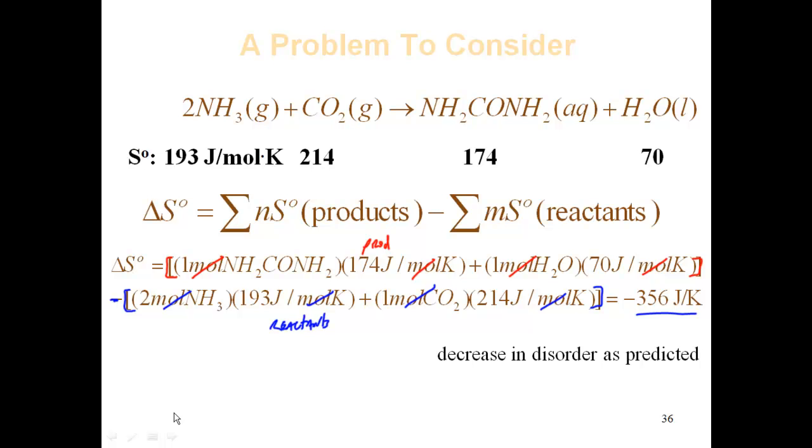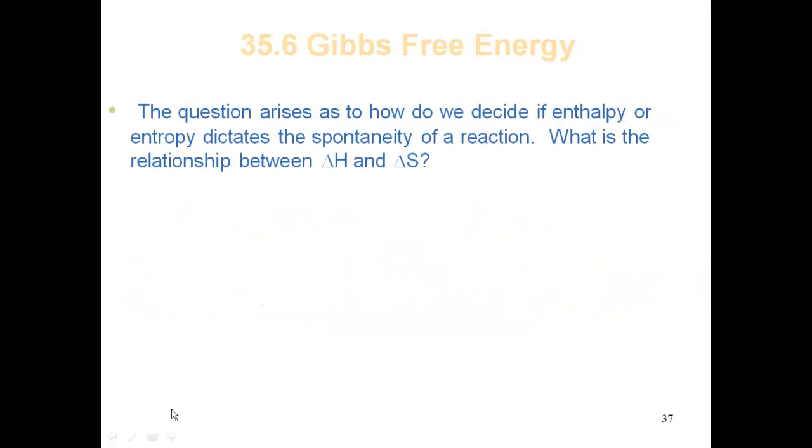Now, if I'm just going to solely look at the entropy of this, based on it being a negative number, we would say that this is going to end up being a non-spontaneous reaction. However, the enthalpy may be enough to switch it to be a spontaneous reaction. Now, the question arises as to how do we decide if enthalpy or entropy dictates the spontaneity of a reaction? What is the relationship between delta H and delta S?